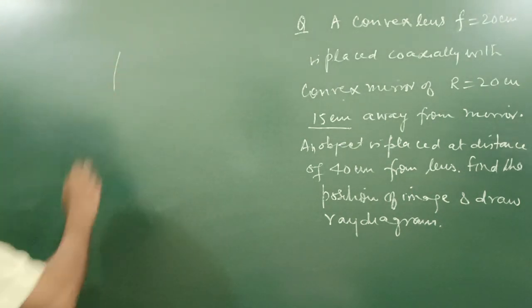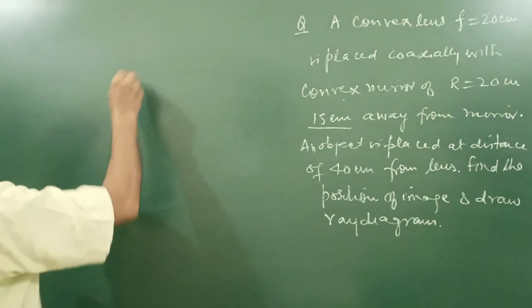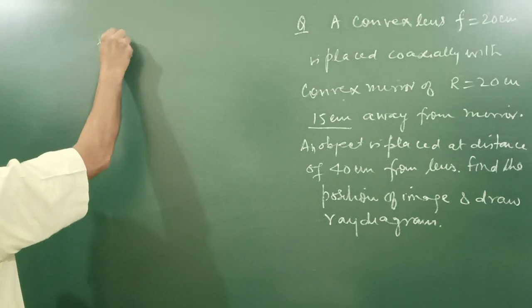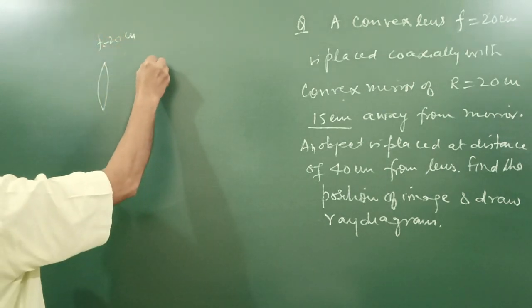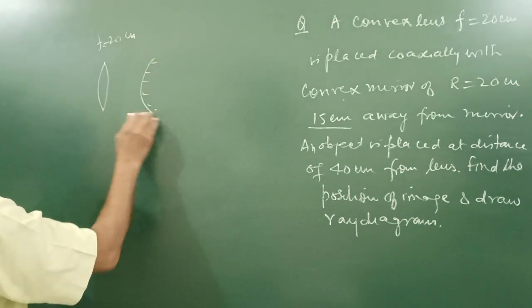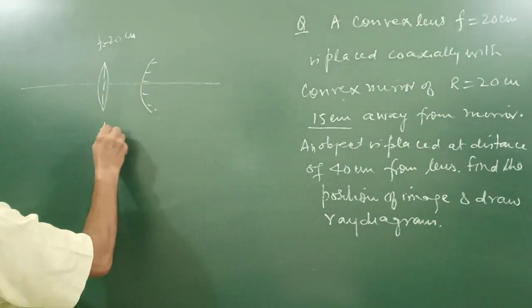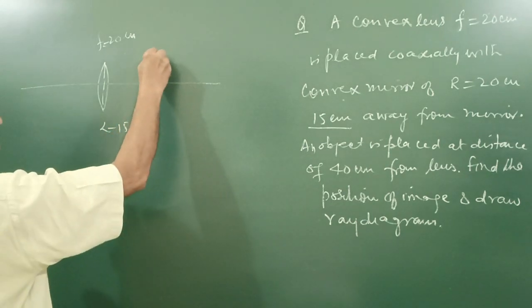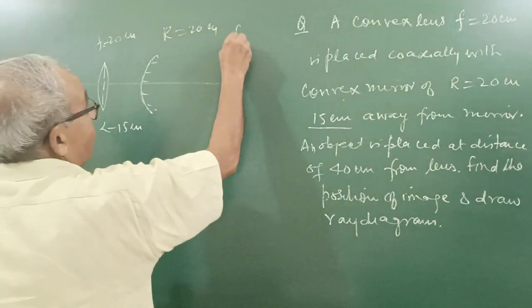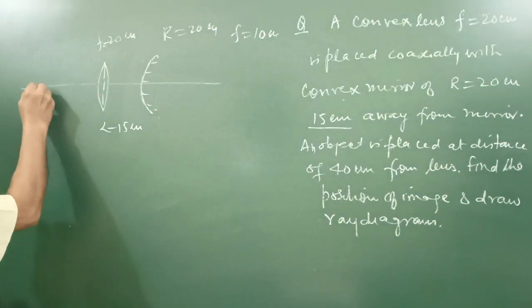Now I am drawing the diagram. Convex lens, focal length 20 centimeter, and convex mirror are placed coaxially. This distance is 15 centimeter. Its R is equal to 20 centimeter, so f is equal to 10 centimeter. Object placed at 40 centimeter from here.